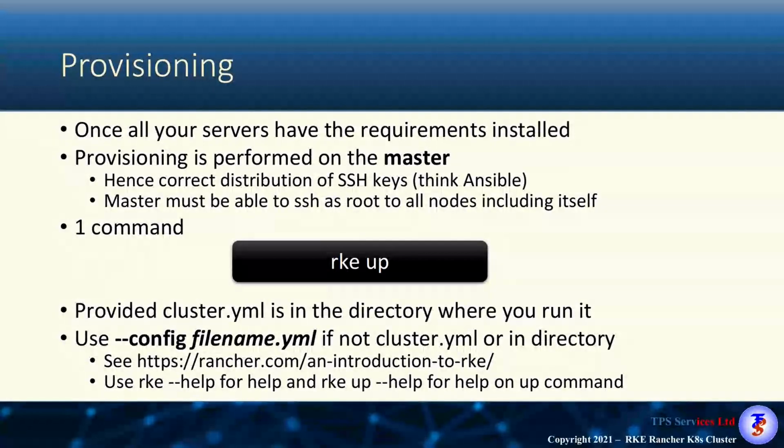If you're not in a directory where the file is, or if you've named the cluster.yaml something different, you can use the --config option to rke up, and then give it the path, absolute or relative, whichever is easier to get to, and the file name to tell it which file you're actually using. And there's a reference there, an introduction to RKE, which talks to you about how to get the help from the command and so on and so forth.